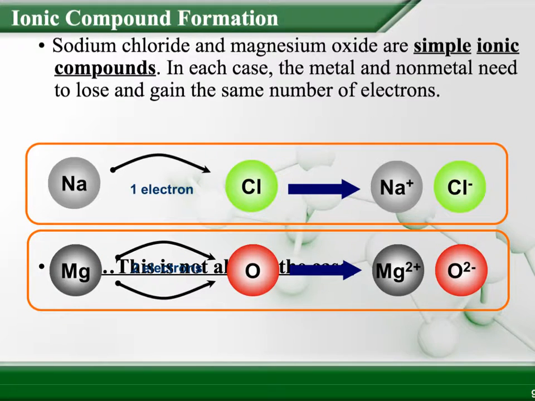This is another slide that didn't really format very well. Sorry about that, but sodium chloride and magnesium oxide are called simple ionic compounds because in each of these cases, the number of electrons that the metal needs to lose equals the number of electrons that the nonmetal wants to gain. But this is not always the case.